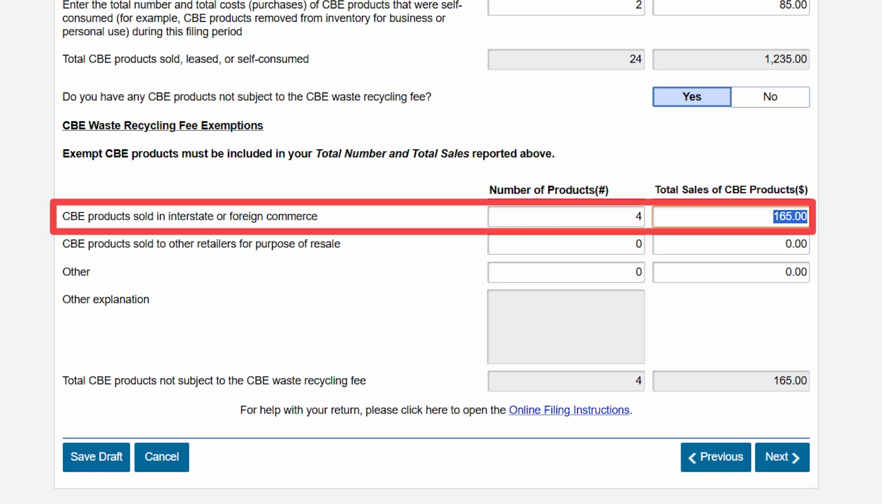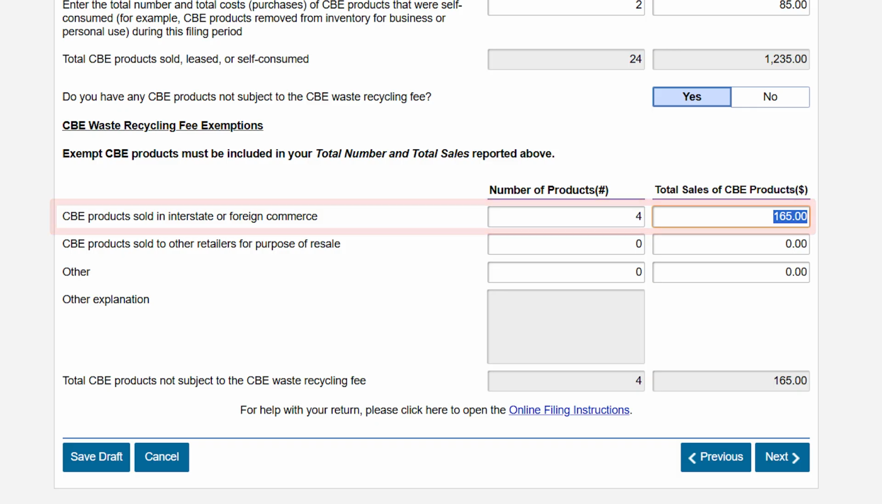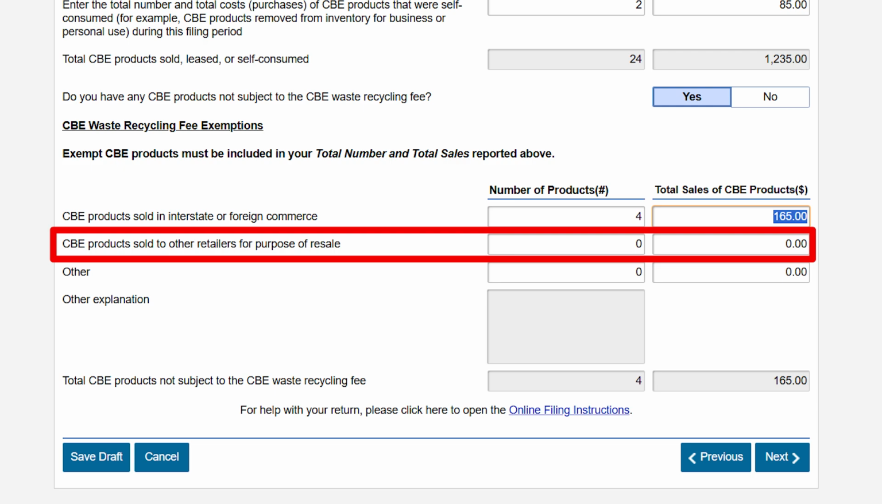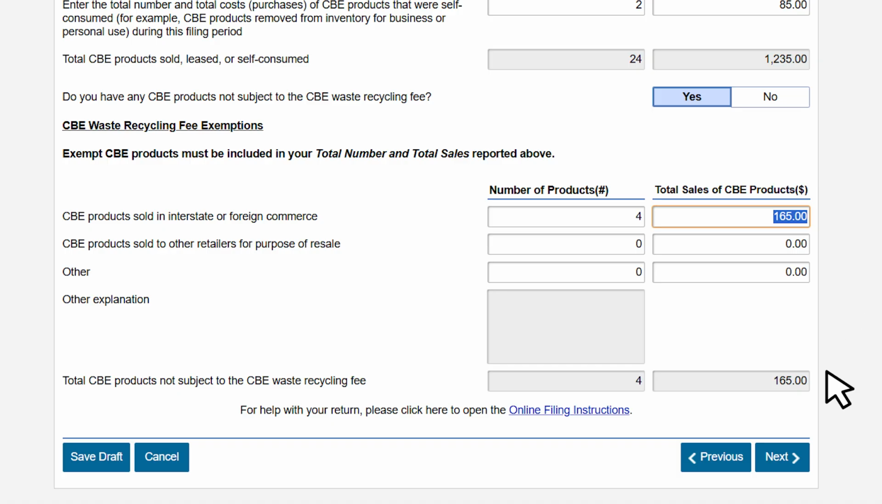In our example, we had 4 CBE products sold in interstate and foreign commerce for $165 total sales of CBE products. We had no other CBE products exempt from the fee and will leave as 0. We will then click Next.